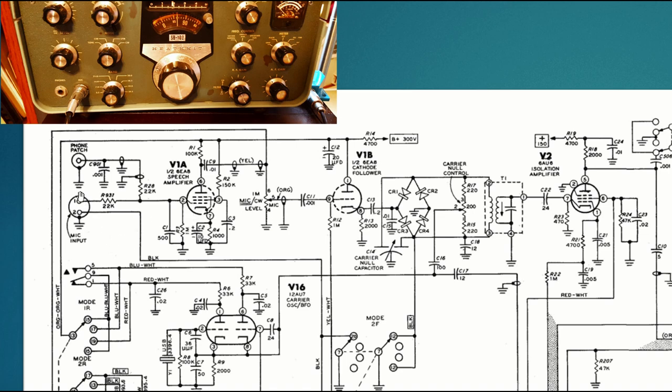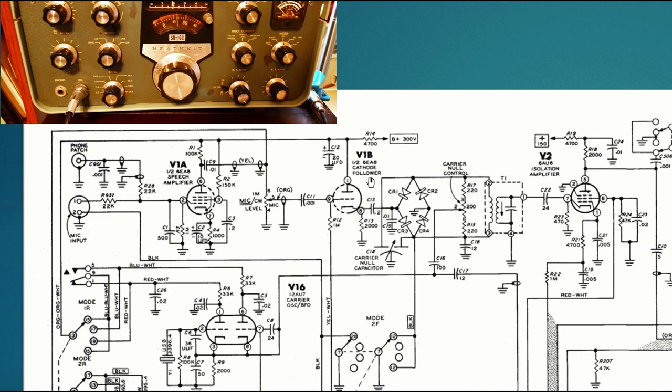This is the microphone input. You can see it physically up here at the top. Microphone input comes in. This V1A is a gain of about 100 amplifier. How do I know that? Well, that's what we're covering today. The signal comes out amplified here, goes through a potentiometer for volume control, and then it goes into this thing called a cathode follower.